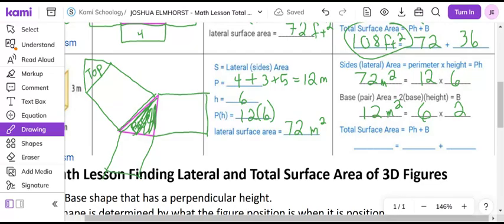So now we put it all together. Side area, base area, total area. And don't forget the meters squared on the last part.